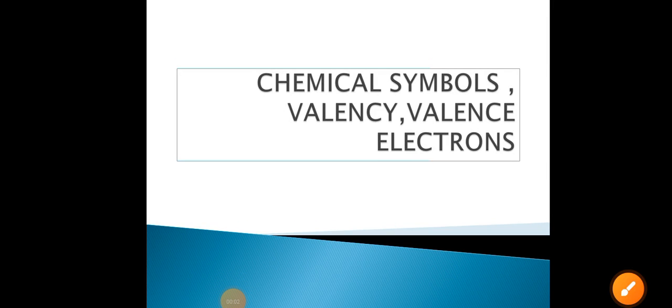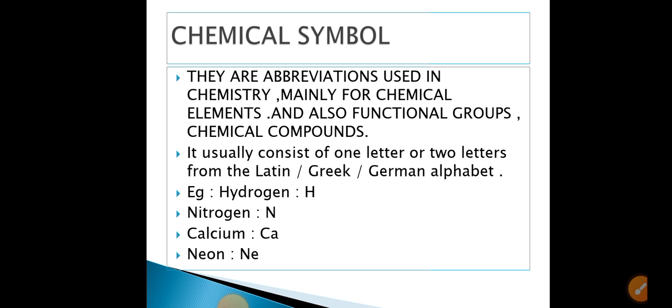Everyone. Today let us learn a few concepts of the ninth standard basic concept: chemical symbols, valency and valence electrons. First, let us go through chemical symbols. They are abbreviations used in chemistry mainly for chemical elements, and also for functional groups and chemical compounds.